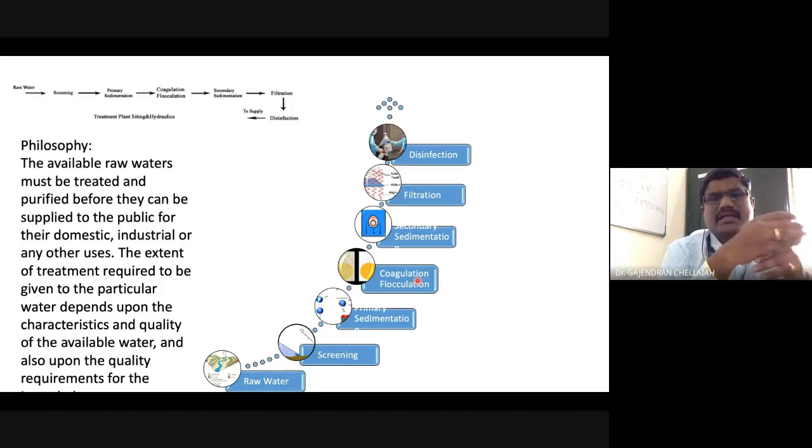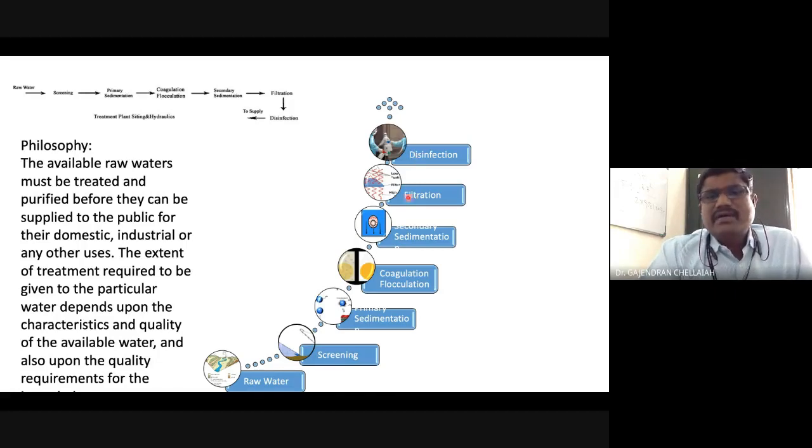Some particles will still be there even after adding chemicals. So by using mechanical means, we will settle those particles. That takes place in the secondary sedimentation. Then we'll go to filtration. After all these stages, some microorganisms or bacteria, and especially organic matter, will still be there. That will be taken care of in the filtration system.